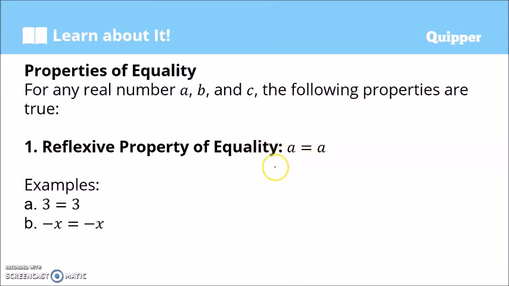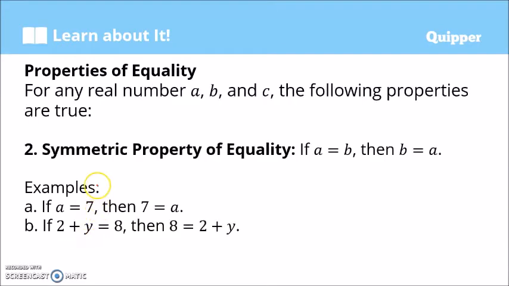When we say reflexive, it is like looking in a mirror. We have a equals a. So, it is equal to itself. Example, 3 is equal to itself. So, 3 is equal to 3. Negative x is equal to negative x. That's the reflexive property. It's like looking in a mirror.